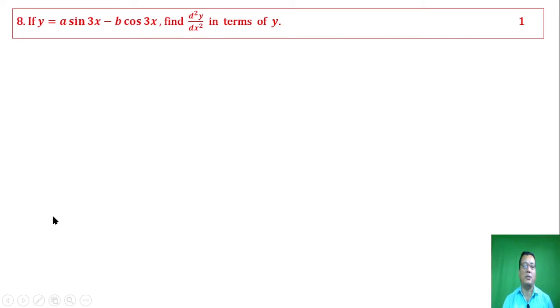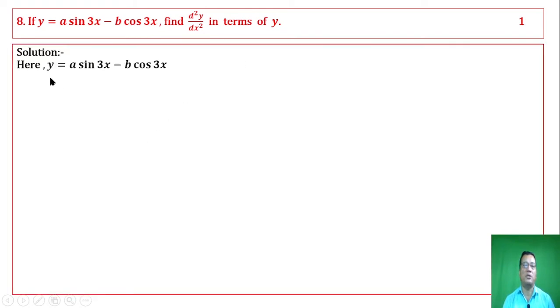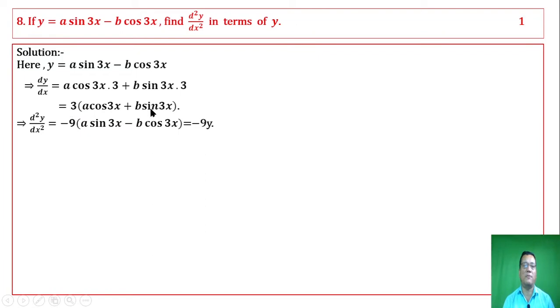Number 8. If y equal to a sine of thrice x minus b cos of thrice x, find second order derivative in terms of y. 1 mark. We have to take its first order derivative dy by dx, whose derivative is this. For this, which is also this, and simplify we get this. Again, differentiating on both sides with respect to x, we have this, which is minus 9 times of this, there is minus 1. Now we have expressed second order derivative in terms of y.